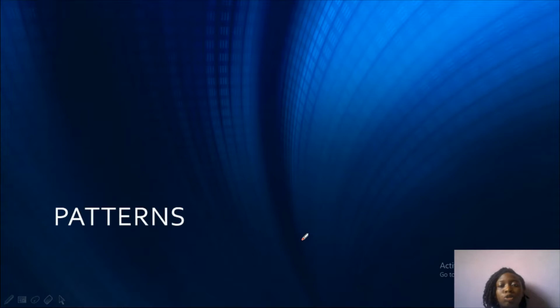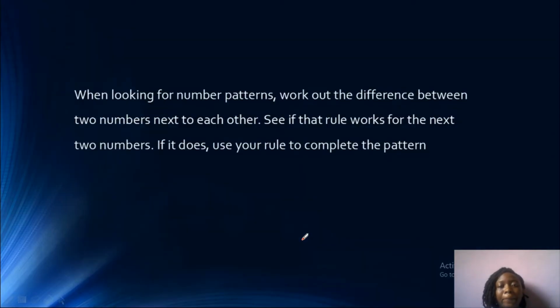Okay. So now let's see patterns. So when looking for number patterns, work out the difference between two numbers next to each other. Then see if that rule works for the next two numbers. So when you work out this difference, we get something we call a rule. So we should see if that rule works for the next two numbers. If it does, then we'll use our rule to complete the pattern. Okay, let's give it a try.